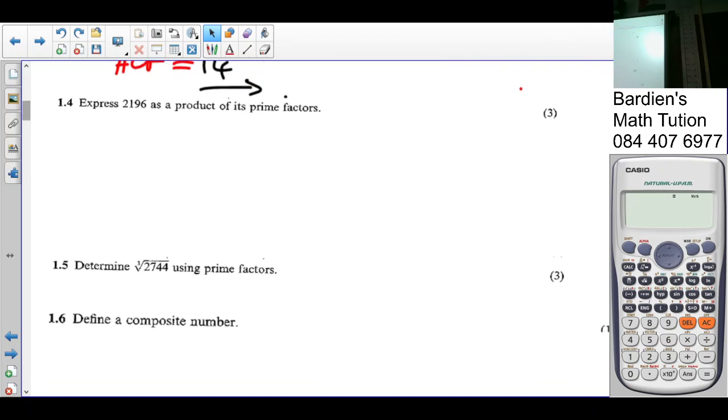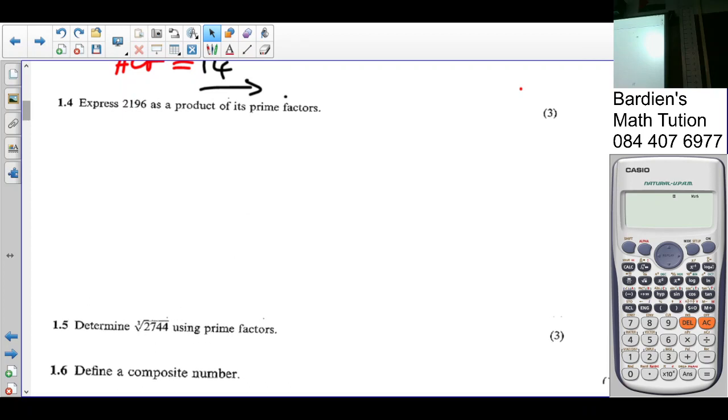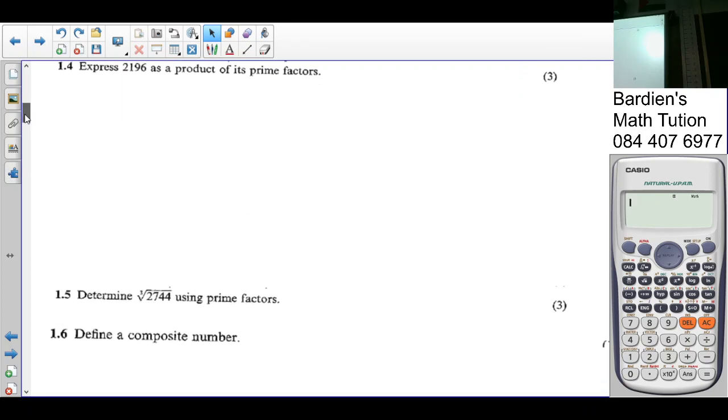Alright, let's look at the next one. What do you notice we're using? Prime numbers a lot, not so? Yes, sir. Right. Let's look at the next one.